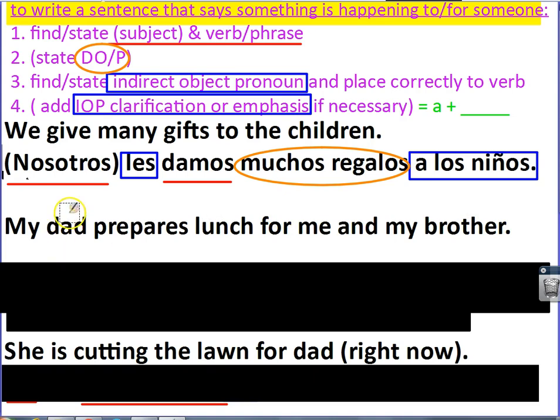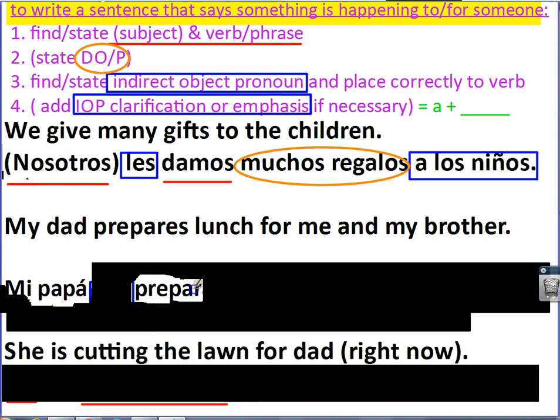All right. Skip another line and write down this English sentence. My dad prepares lunch for me and my brother. And let's write this sentence. We need to state the subject and verb phrase. Who's doing the preparing? My dad. So my dad's the subject. Mi papá. Without the accent, it means potatoes, so we need that. What is he doing? He's preparing. So I'm going to take the verb preparar and conjugate it for my dad. O, as, a. He's doing the preparing. So underline your subject and your verb because they correspond, they go together.